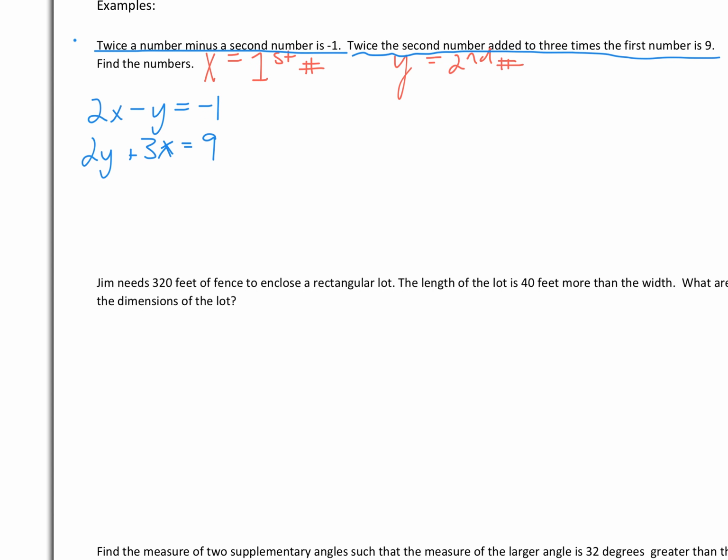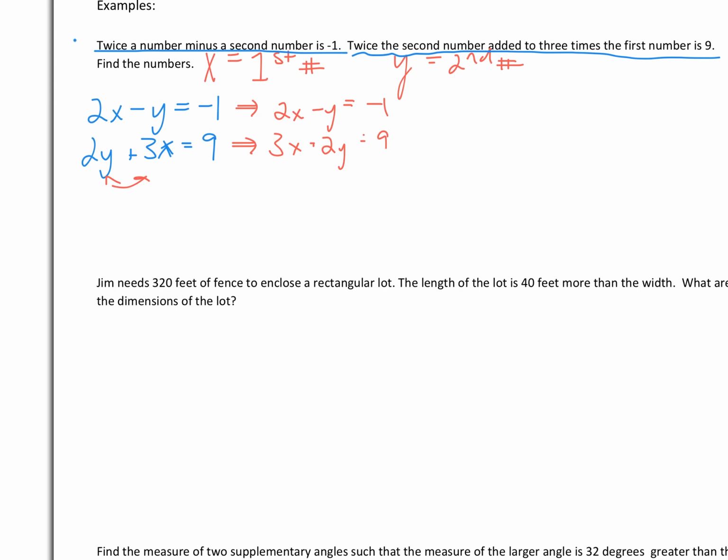Hopefully we're pretty good at solving these. I could do substitution, but that would be a little difficult to get one of these variables by itself. I think it's going to be quicker to do elimination. Now remember, step 1 in elimination is to put these in standard form. So I'm going to rewrite this. The first equation is already in standard form: 2x minus y equals -1. The second one, the x and the y need flipped, so let's rewrite it as 3x plus 2y equals 9.